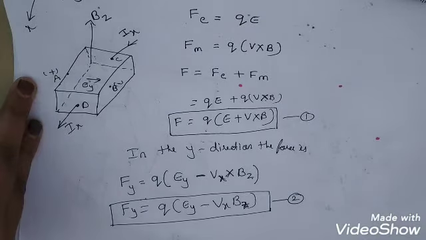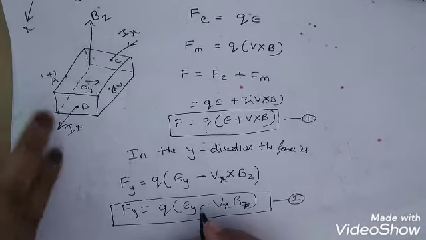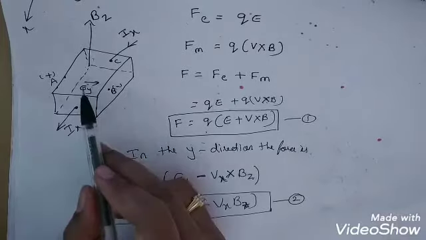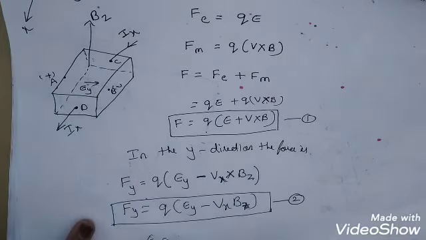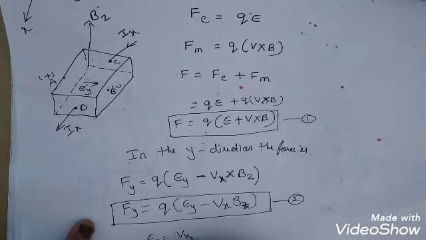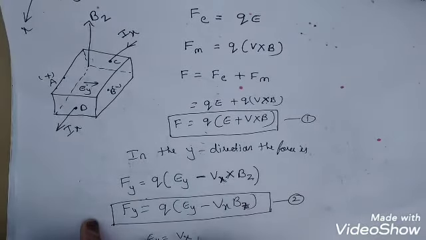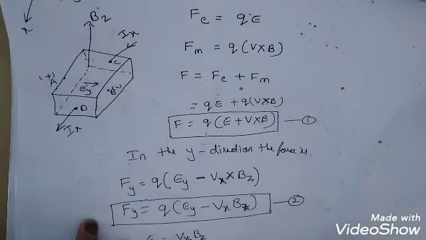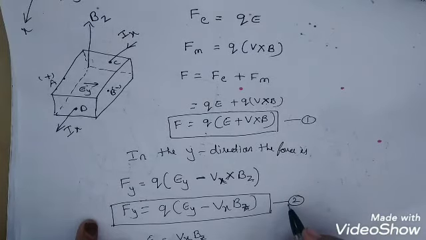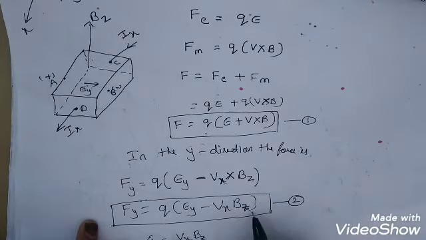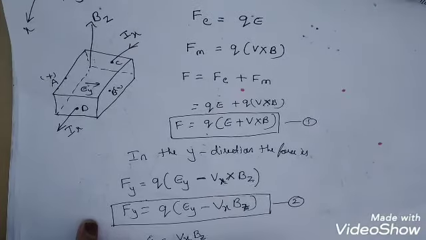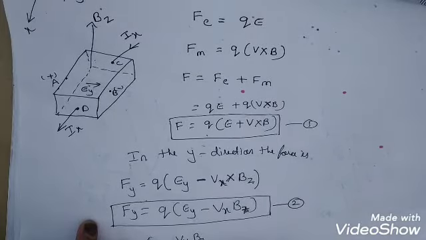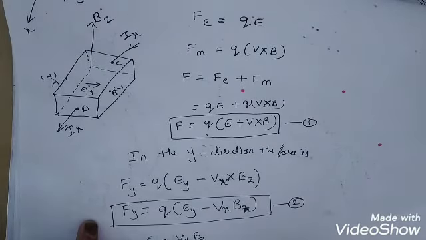For example, if we consider that the produced electric field intensity Ey becomes the product of the velocity Vx in the X direction and the magnetic field Bz applied in the Z direction, then if we substitute this value in equation number 2, the value of Fy will become 0. That is, the force experienced by a hole will be 0.